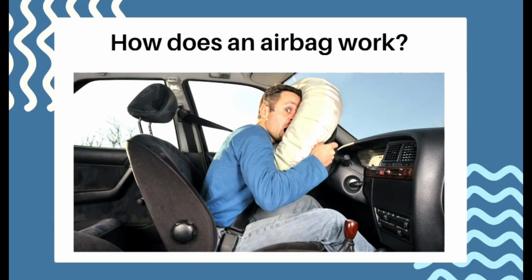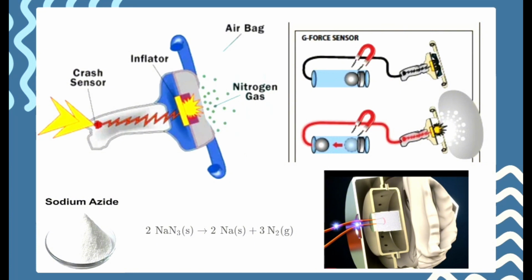Moving on, let's see how an airbag works. During a collision or accident, the crash sensor detects the crash. In the crash sensor, there is a ball-in-tube sensor. In this sensor, a steel ball is held in position with the help of a magnet. When a collision occurs, the car decelerates very quickly, but the ball gets separated from the magnet due to its inertia. Then the ball moves forward to close the circuit and sends a signal to the inflator.